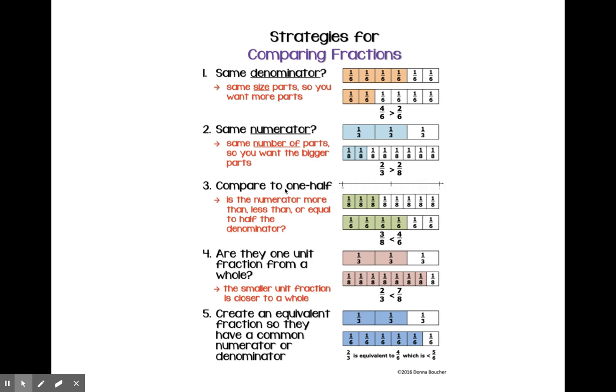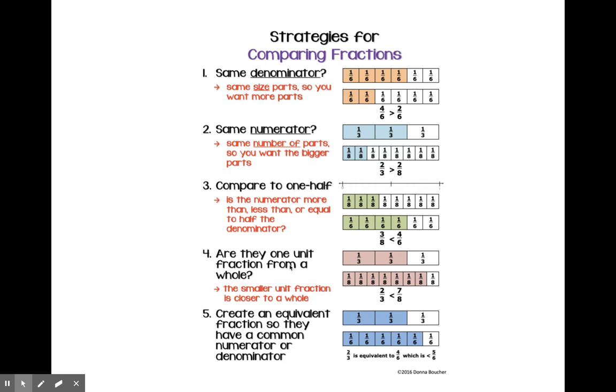So compared to a half. Now guys, we've talked a lot about a half. And remember, all you have to think about is what's half of that denominator. So 3/8 is less than half because what's half? 4/8. 4/6 is greater than half because what's half of 6? 3. So 3/8 is less than 4/6 because 4/6 is larger than half. So that's how you can do this one.